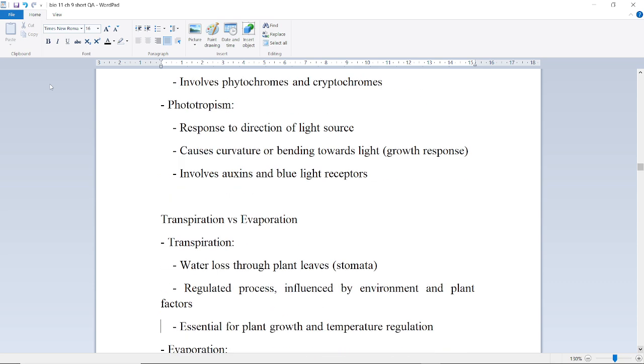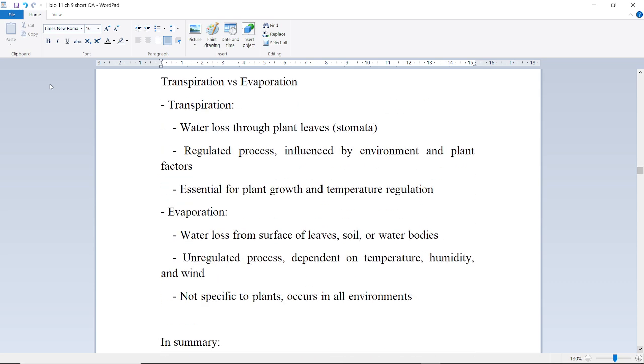Next is transpiration versus evaporation. Transpiration: water loss through plant leaves, a regulated process influenced by environment and plant factors, essential for plant growth and temperature regulation. Evaporation: water loss from surfaces of leaves, soil or water bodies. An unregulated process dependent on temperature, humidity and wind, not specific to plants, occurring in all environments.